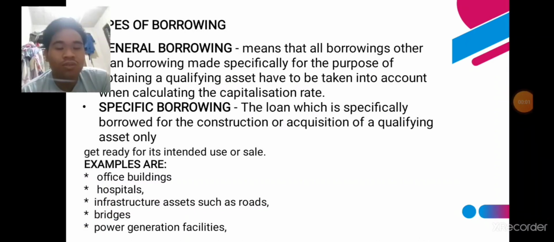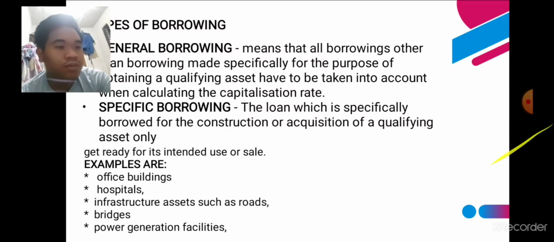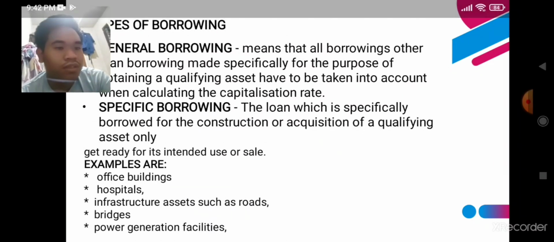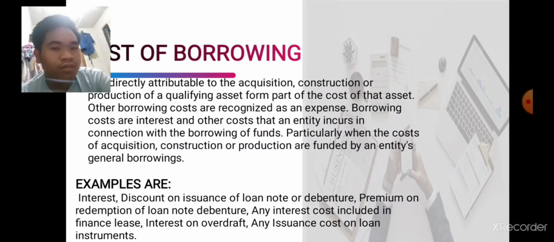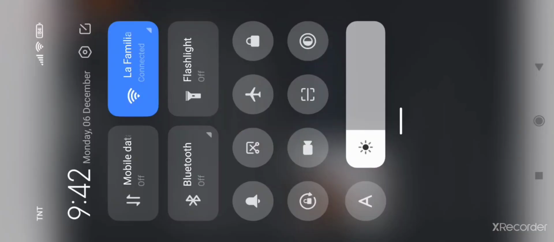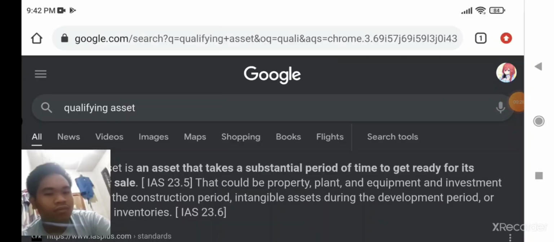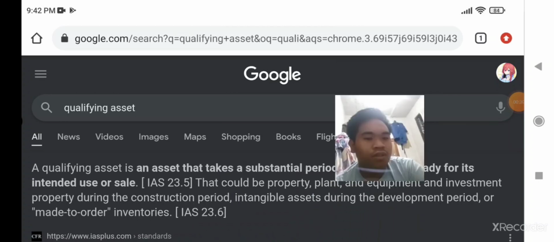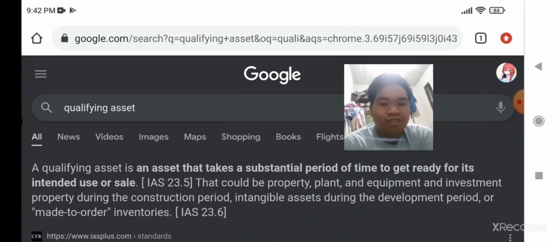So to continue, qualifying asset. Ay, it's missing. Wait. So first, the next thing I will discuss is the qualifying asset.